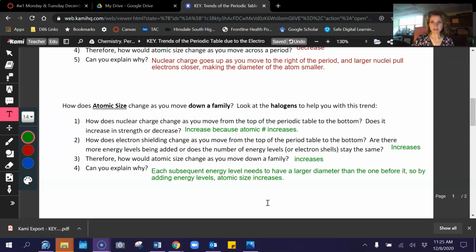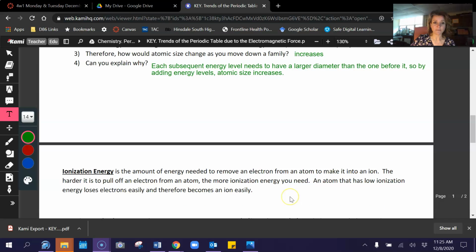All right, so I didn't think you'd have to watch me type it out, so I just put this on pause and typed it for you. But basically, each subsequent energy level that you add to an atom has to have a larger diameter than the one you drew before it. And so by adding more energy levels, you are increasing the size of the atom. Okay, so that's what's happening with atomic size as you move across a period and down a family.